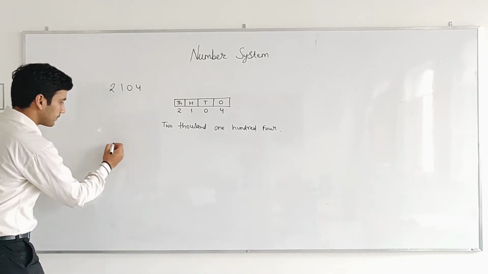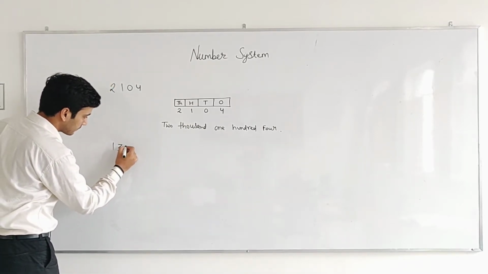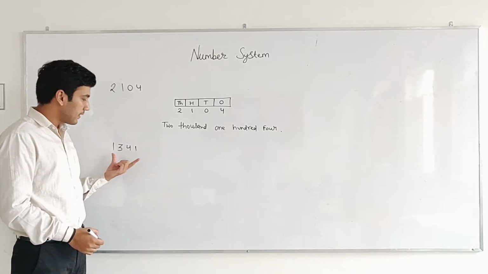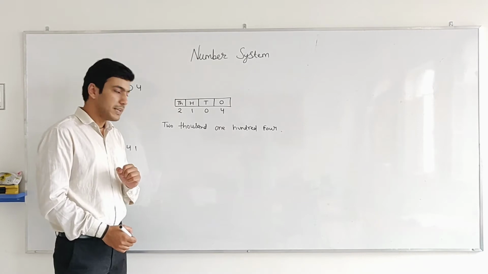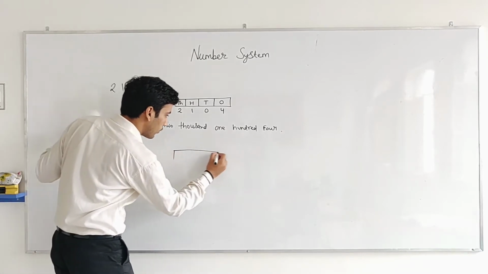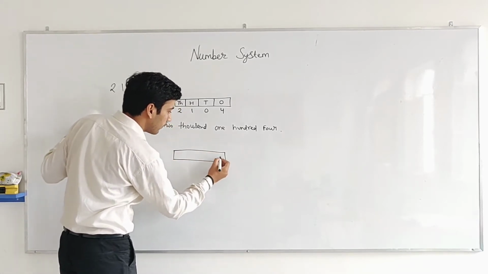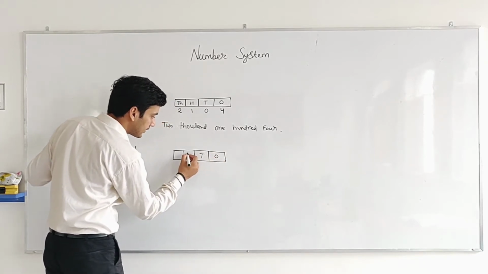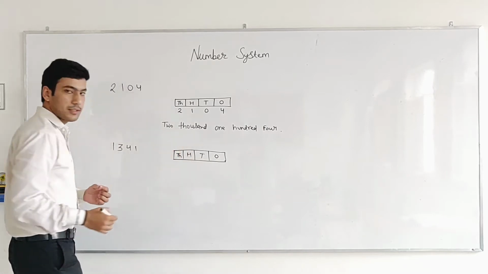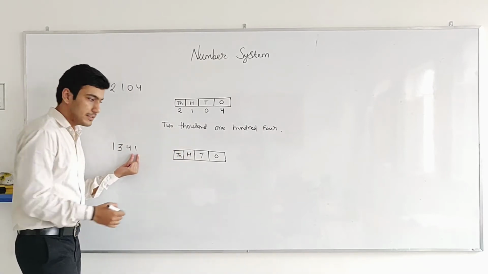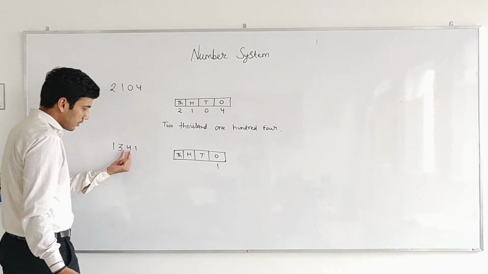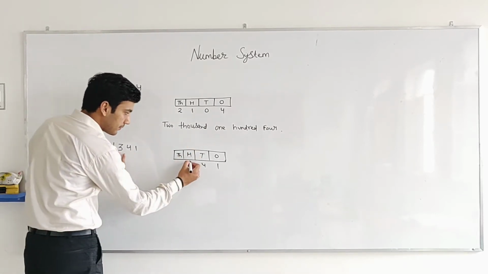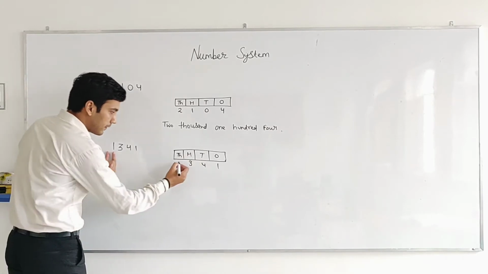Another example. This is also a 4-digit number, and how do we represent it on a place value chart? First of all, we have to draw a place value chart for 4 digits. There are 4 places: 1s, 10s, 100s and 1000s. On 1's place 1 is there, so we write 1 here. On 10's place 4 is there, on 100's place 3 is there, and on 1000's place 1 is there.